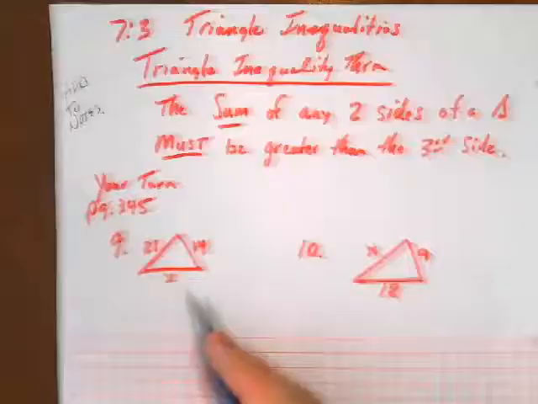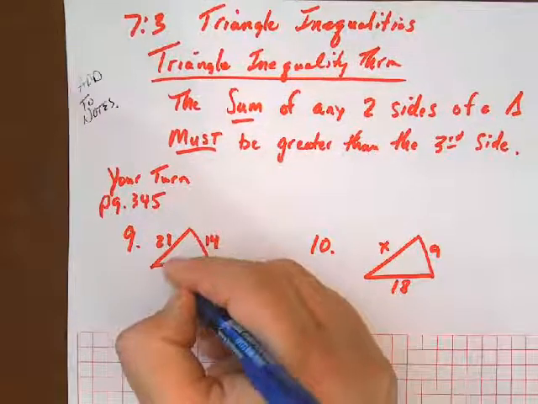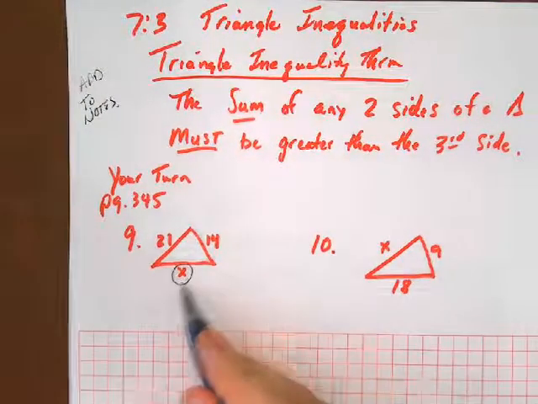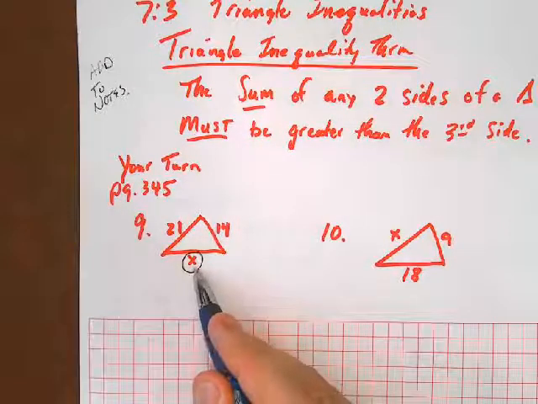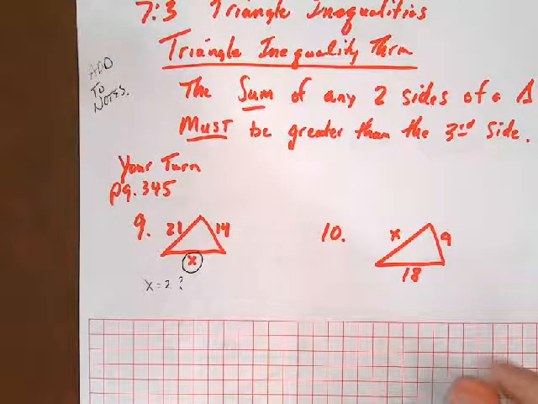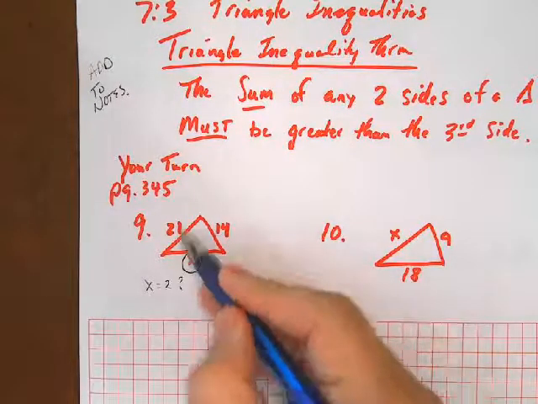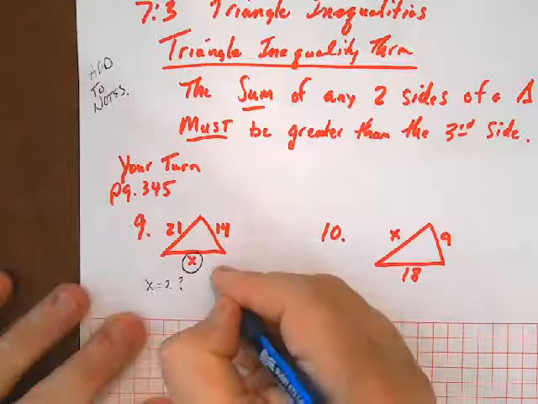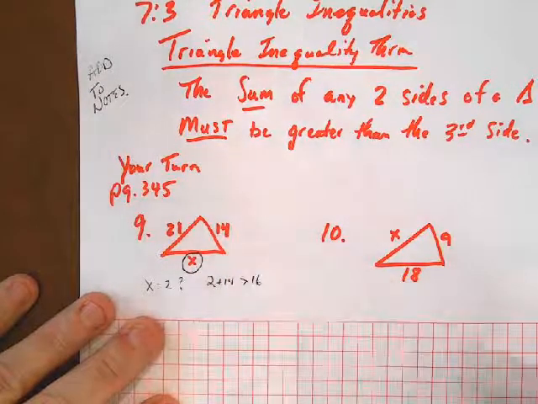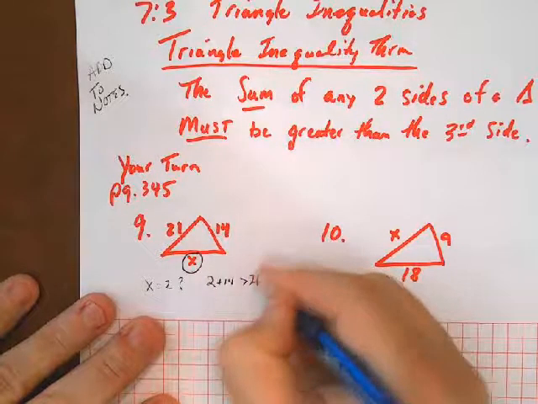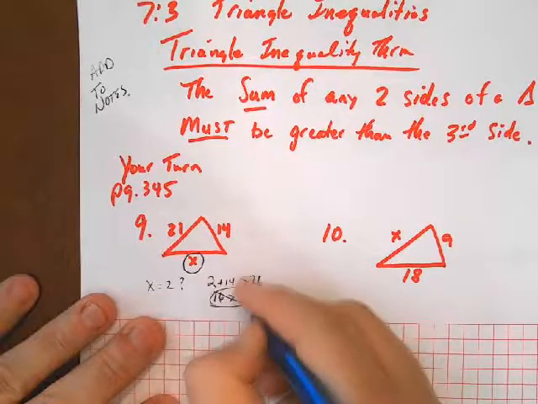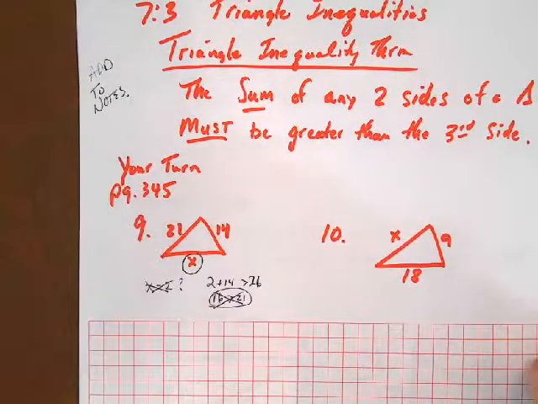All right, so if we're going to try and determine what is the measure, if we look at page 345, your turn, what's the measure possibility of x? Could x equal 2? No, it can't, because 2 plus 14 is not greater than 21. That's what would have to be true. And we know that 2 plus 14 is 16, and that's not greater than 21. So no, x cannot be 2.